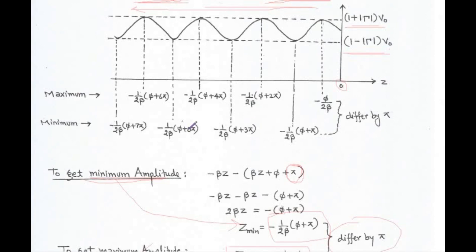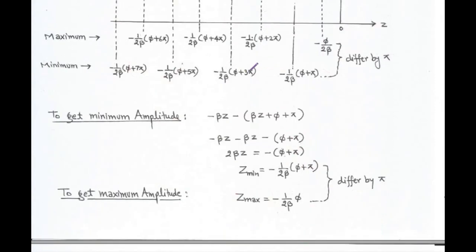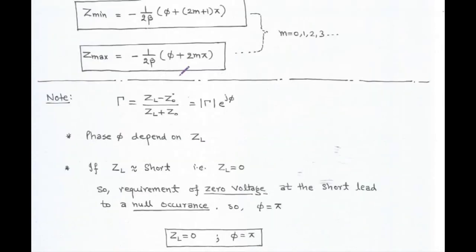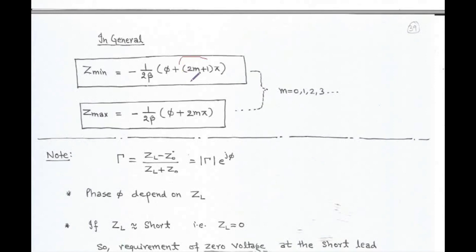So the maximum amplitude is obtained at minus phi upon 2 beta, next at minus 1 upon 2 beta into (phi plus 2 pi), then minus 1 upon 2 beta (phi plus 4 pi), and then minus 1 upon 2 beta (phi plus 6 pi). Similarly, the minimum amplitude is obtained at minus 1 upon 2 beta (phi plus pi), then minus 1 upon 2 beta (phi plus 3 pi), and minus 1 upon 2 beta (phi plus 5 pi), and so on. So we can say that the minimum positions have an odd integer multiple of pi. In general we can write Z minimum equals minus 1 upon 2 beta into (phi plus (2m plus 1) pi), where m is any positive integer including 0. Similarly, Z max equals minus 1 upon 2 beta into (phi plus 2m pi).